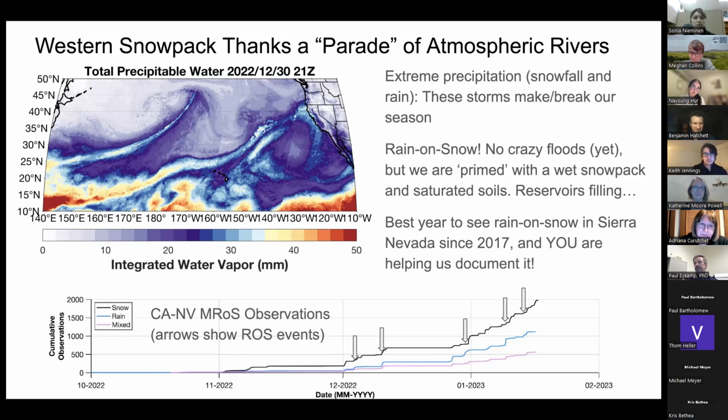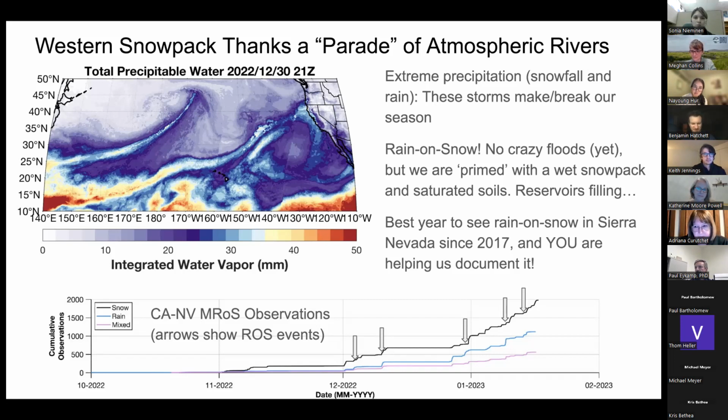They are also typically associated with rain on snow because they tend to have so much of this warm subtropical and tropical moisture associated with them. And so this year, we haven't really seen any crazy rain on snow driven flooding yet, but we're ready. The soils are saturated, the snowpack is wet, our reservoirs are filling up, so we're like right there. And really, this has probably been the best year to see consistent high impact or soon to be high impact rain on snow in the Sierra Nevada since probably at least 2017.